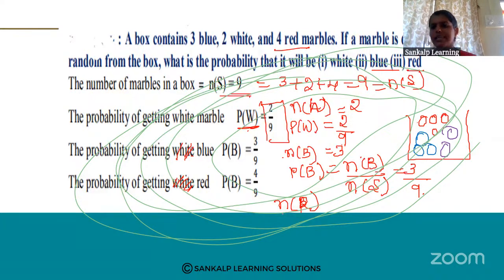You can take n of c, n of a, n of b, or n of r, that is number of red marbles, n of b, number of blue marbles, n of w, that is number of white marbles. Okay. How many red marbles are there? 4 red marbles are there, right? So total number of outcomes, that is n of s, is 9. Probability of getting red marble is n of r divided by total number of outcomes, that is n of s. This is the formula to calculate probability of an event, right? So n of r is 4 divided by n of s, which is 9. So this is the probability of getting red marble.